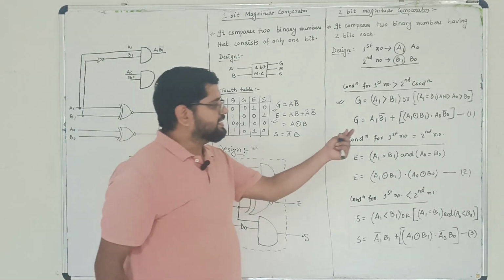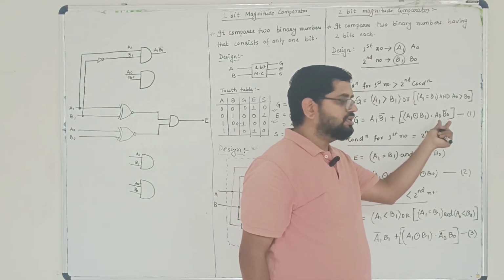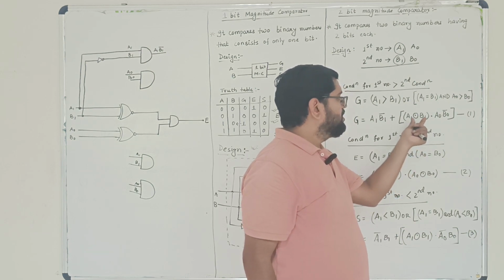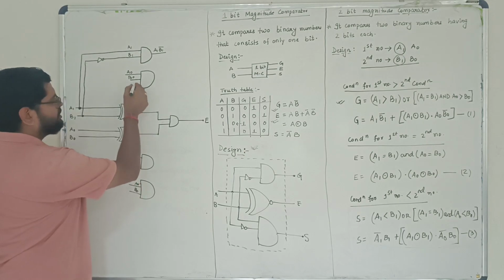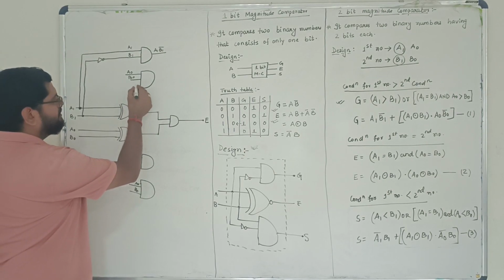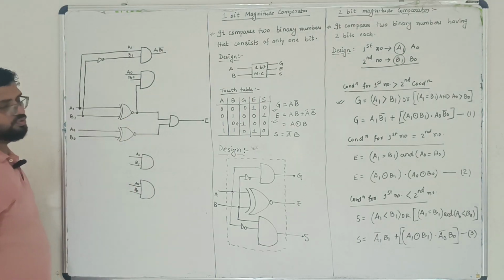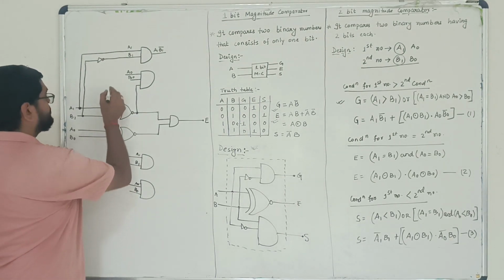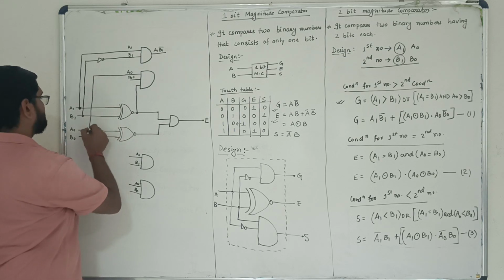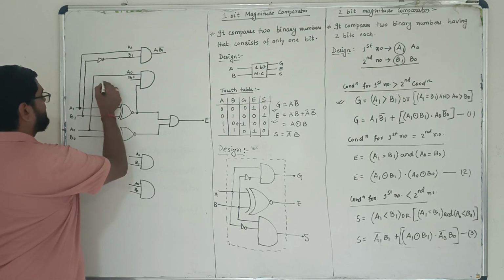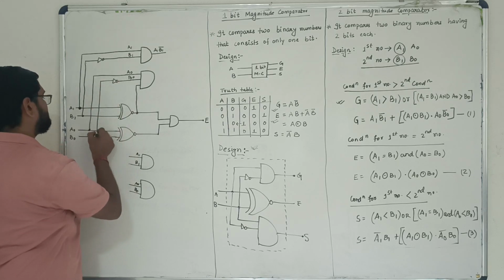Now after that, the second part needs to be drawn. For that, you can see that A0 B0 bar is there, but alongside that, A1 XNOR B1 is also present. I mean, this output is also present over this AND gate. So we'll have a connection from this output to this AND gate. And for A0, we'll have the connection like this one, and for B0 bar, we'll have the connection like this.